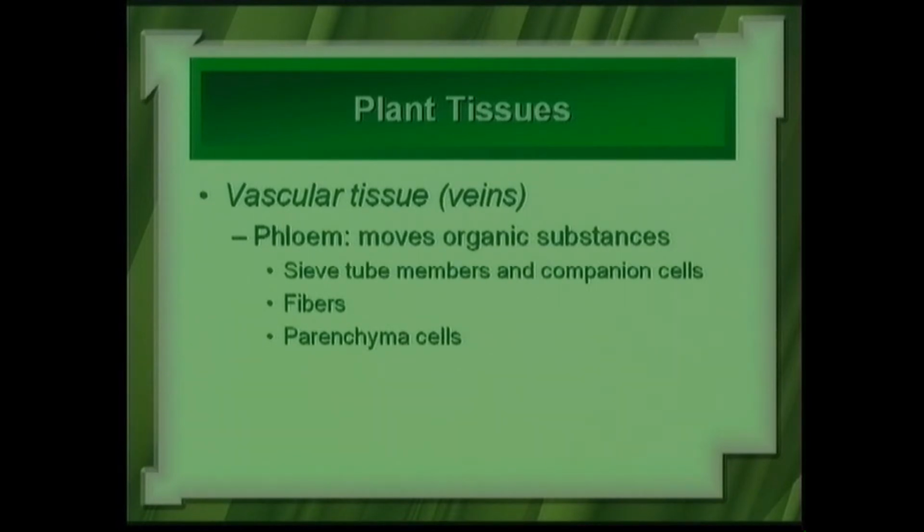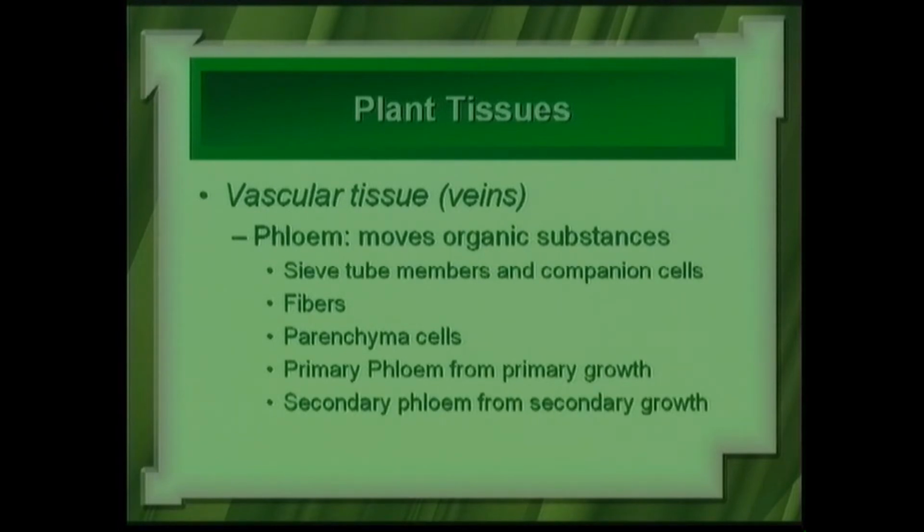Then we have fiber cells and parenchyma cells that also comprise phloem tissues, all right? So here too, we have primary phloem resulting from primary growth, or growth at the apical meristems, and then we have secondary phloem resulting from secondary growth, or in this case, growth from the vascular cambium, just like in the xylem. The secondary xylem is produced from the vascular cambium toward the inside of the plant, and the phloem is produced outwards. That's why the plant can keep growing in diameter over many years.